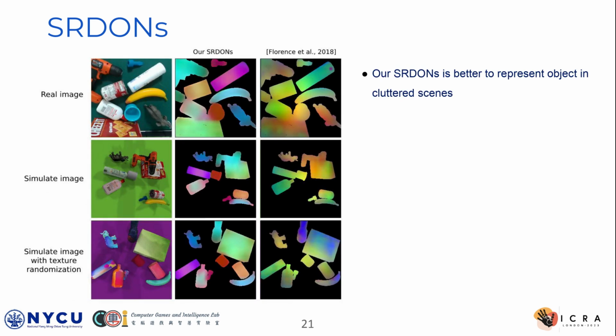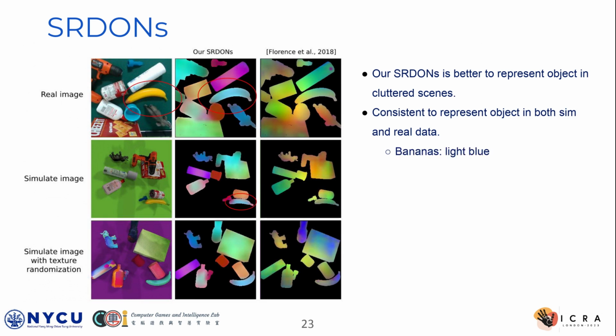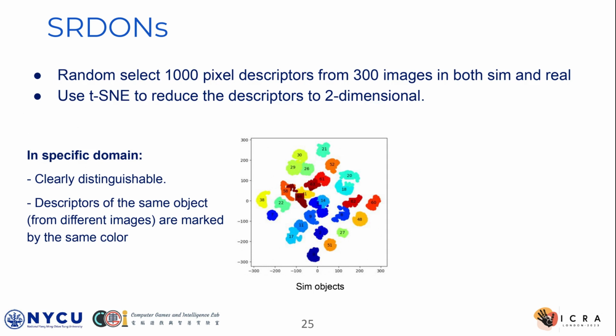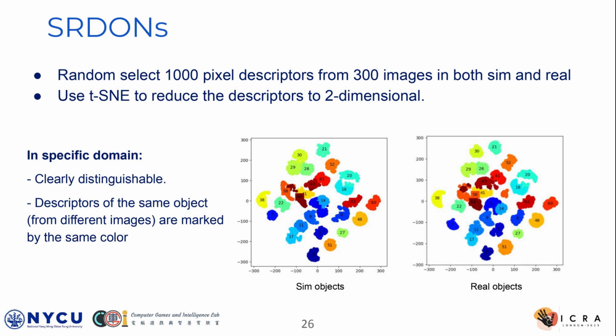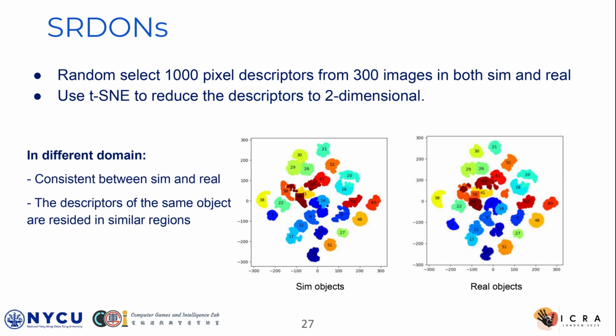Our SRDONs are better at representing objects in cluttered scenes and are consistent in representing objects in both sim and real data. For example, the banana in both sim and real is consistently represented as light blue in the representation space. We reduce the descriptor dimension to 2 dimensions. We then visualize random pixel descriptors from both sim and real images. In a specific domain, in both sim and real, the descriptors of each object are clearly distinguishable. In different domains, the descriptors of the same object in sim and real reside in a similar region, which shows the consistent representation between sim and real data.